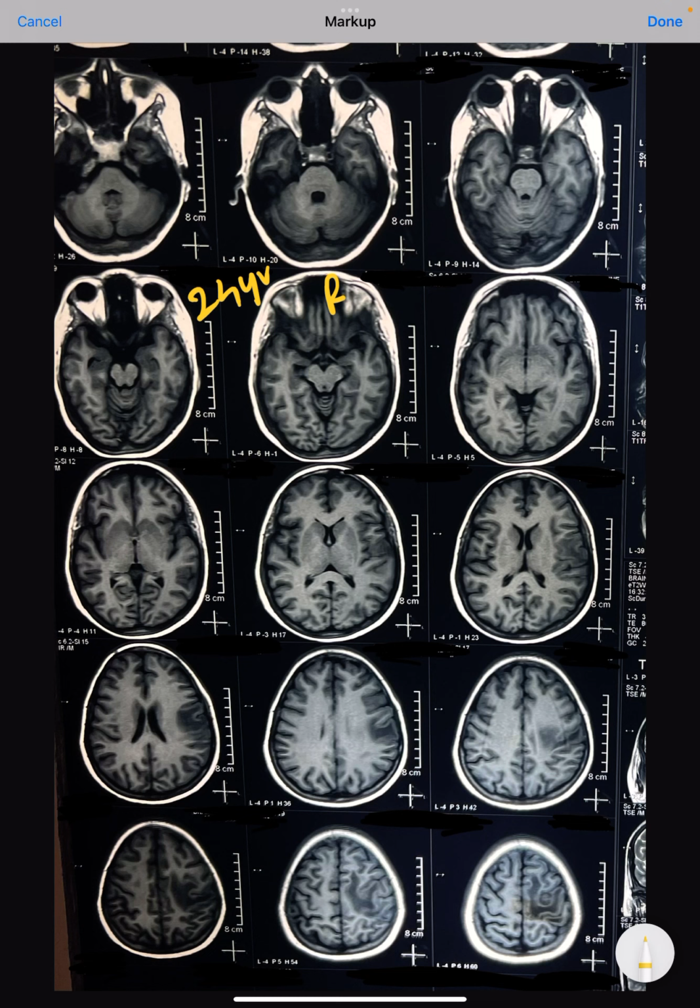Now, this is a very interesting one, right? This MRI was of a 24-year-old female patient who presented with right-sided upper limb weakness. She also had partial seizures, with involuntary movements of the right upper limb, which lasted for a few minutes, and this was the reason why she was brought to the hospital.